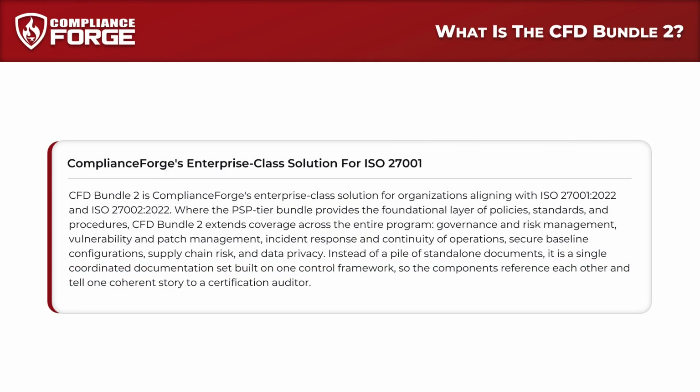It is ComplianceForge's enterprise-class solution for organizations aligning with the 2022 editions of ISO 27001 and 27002, where the PSP tier bundle provides the foundational layer of policies, standards, and procedures. The CFD Bundle 2 extends coverage across the entire program: governance and risk management, vulnerability and patch management, incident response and continuity of operations, secure baseline configurations, supply chain risk, and data privacy. Instead of a pile of standalone documents, it is a single coordinated documentation set built on one control framework, so the components reference each other and tell one coherent story to a certification auditor.